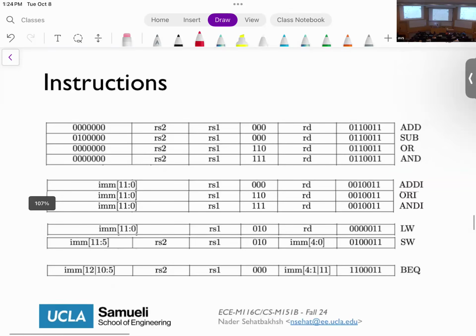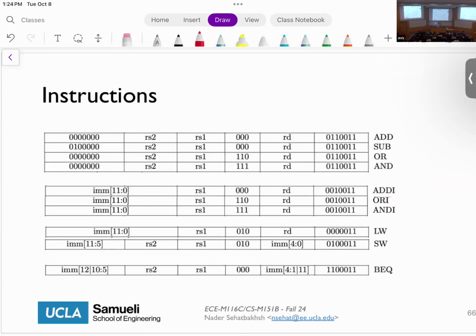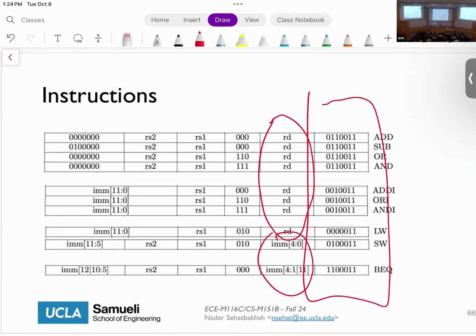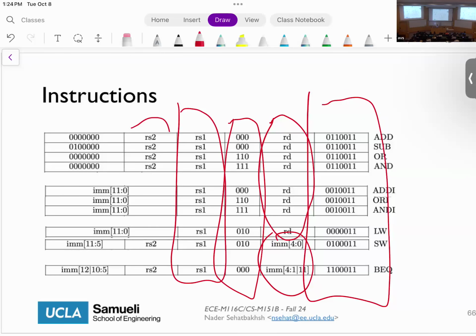To remind you, this is the machine code for these 10 instructions only. You can see that some of them have RD here, some of them don't. All of them have the same exact place for the opcode. They have different func3, and all of them have RS1. Some of them have RS2, some of them don't. Some of them have func7, some of them don't. Some of them have different places for the immediates, and some of them it is very clear where the immediates are.